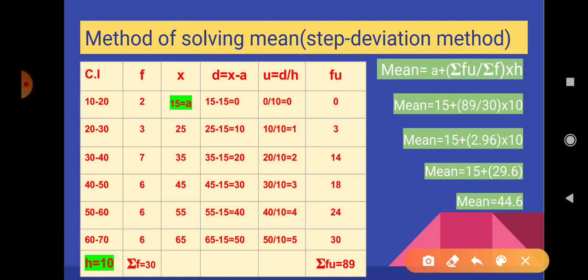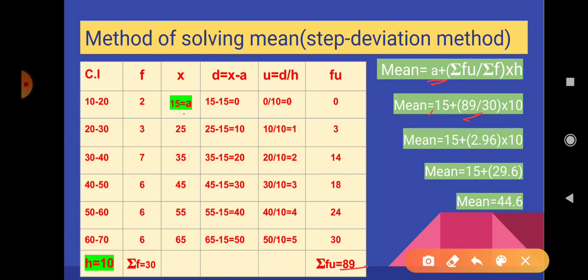h is there. Observe, in each and every formula, one term is added. In the direct method, sigma fx by sigma f. But in assumed, a plus sigma fd by sigma f. In the next one, the step deviation method, a plus sigma fu by sigma f into h. So now let us substitute. What is a here? 15. Sigma fu is 89. Next it is 30, sigma f.